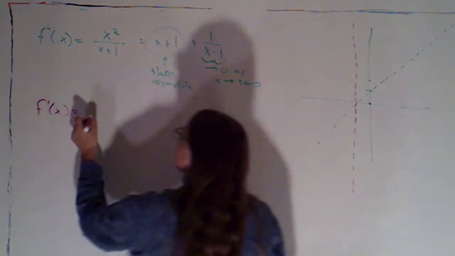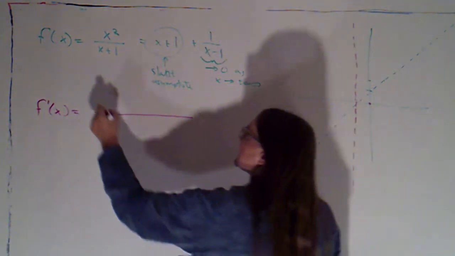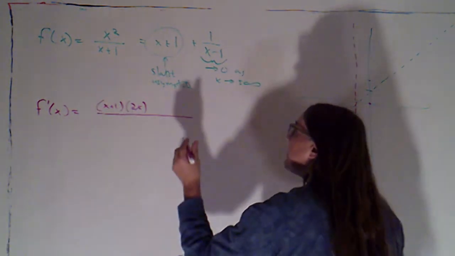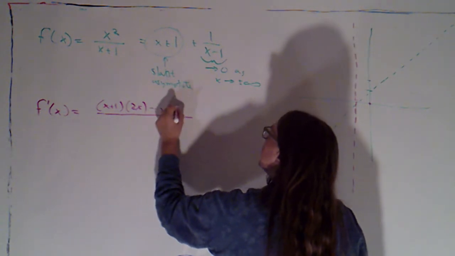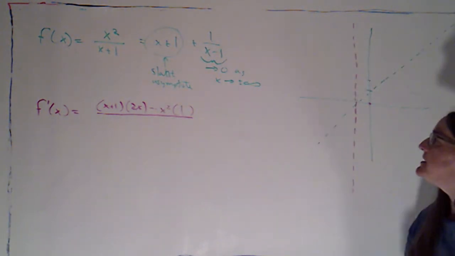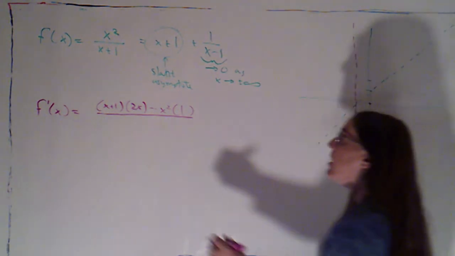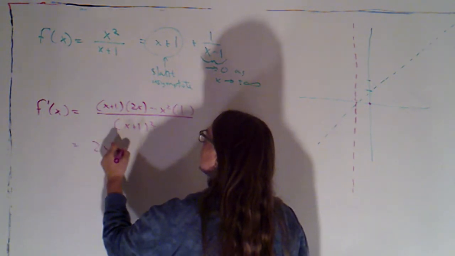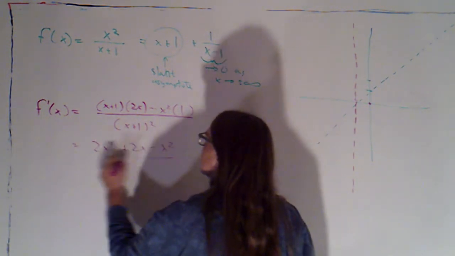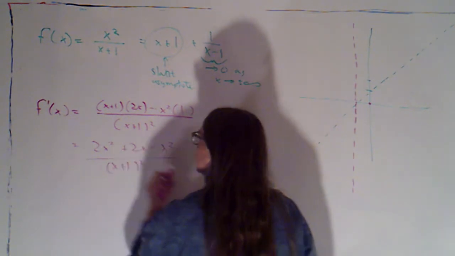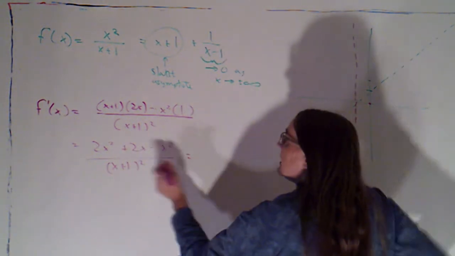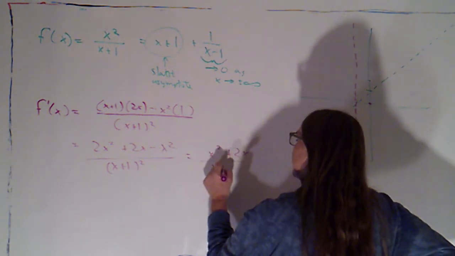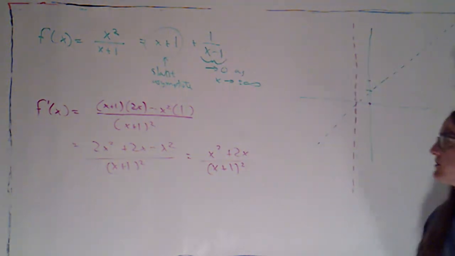So f prime of x, we're going to use the quotient rule. That's going to be low, x plus 1, d high is 2x, minus high is x squared, d low is just 1, all over x plus 1 squared. So that's 2x squared plus 2x minus x squared all over x plus 1 squared. That's going to be x squared plus 2x all over x plus 1 quantity squared.